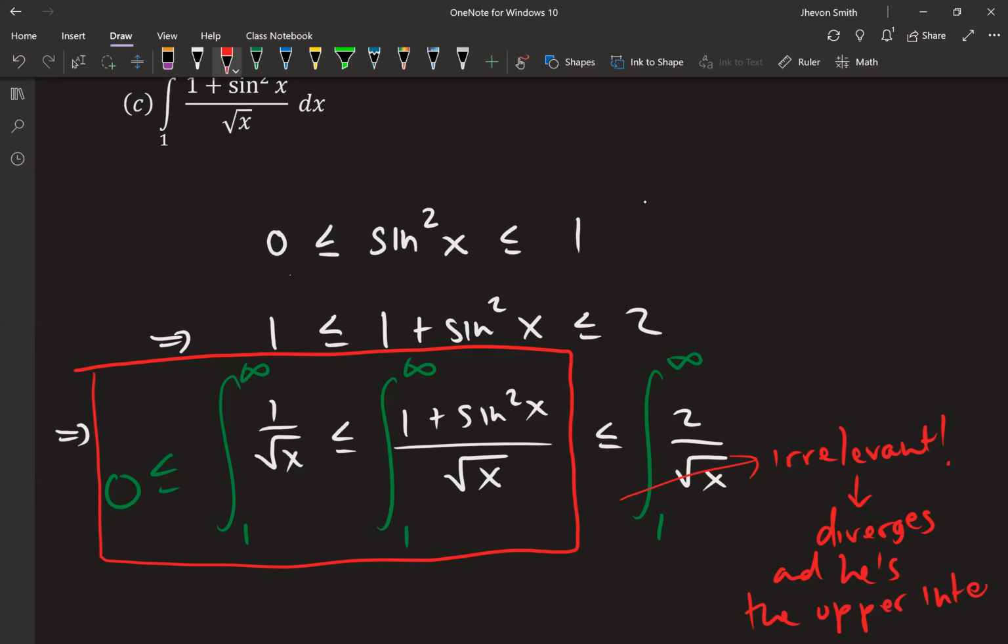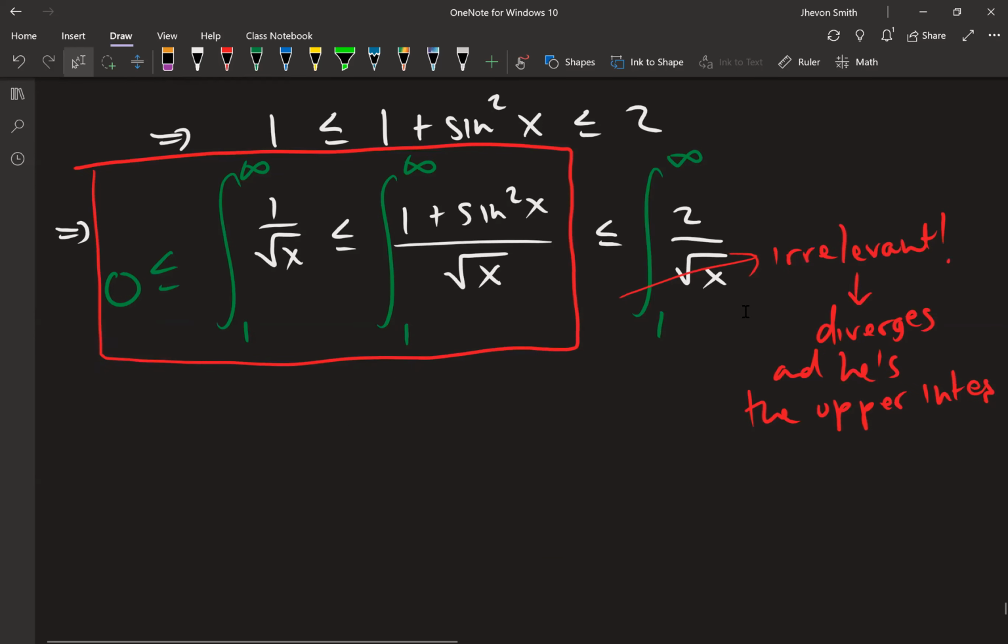If the upper integral diverges, remember we had that theorem. In all other situations, it's not useful. He's the upper integral and he diverges, which means you cannot make any conclusion based on the 2 over radical x guy. You have to look at the smaller guys.